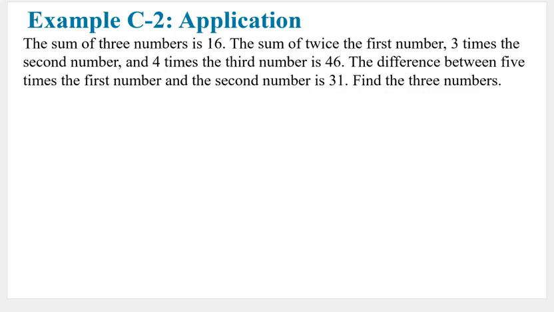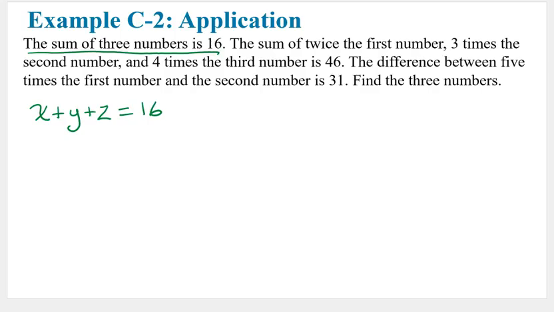All right, so the sum of 3 numbers is 16. I don't know what these 3 numbers are. I'm going to call them X, Y, and Z. You could call them A, B, and C, whatever you want, but I'm going to take that first sentence and write it in mathematics. So there is X plus Y plus Z equals 16. So there is my first equation.